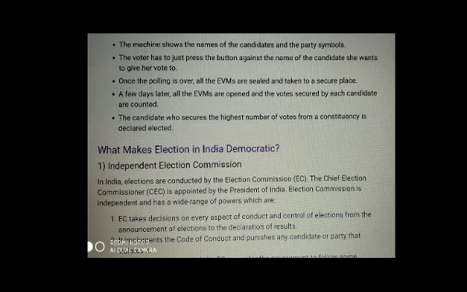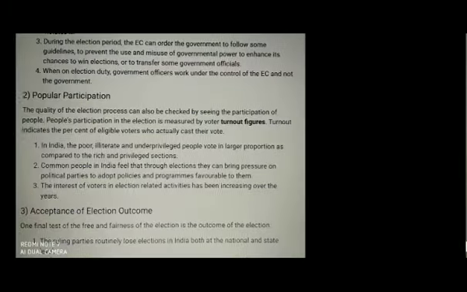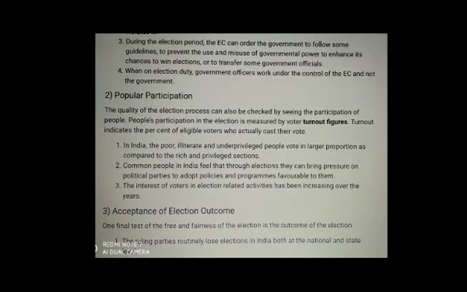Second one, it implements the code of conduct and punishes any candidate or party that violates it. Third one, during the election period, the EC can order the government to follow some guidelines to prevent the use and misuse of governmental power to enhance its chances to win elections, or to transfer some government officials. Fourth one, when on election duty, government officers work under the control of the Election Commission and not the government.